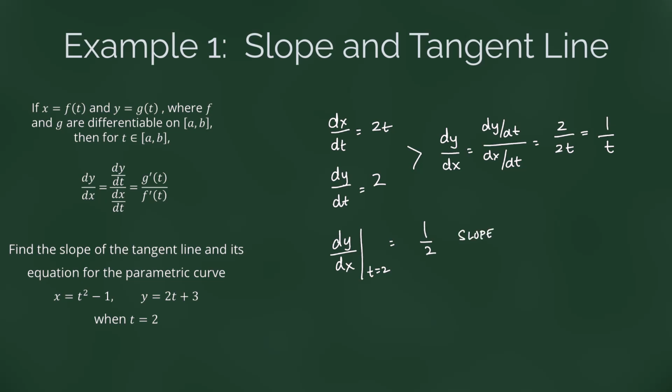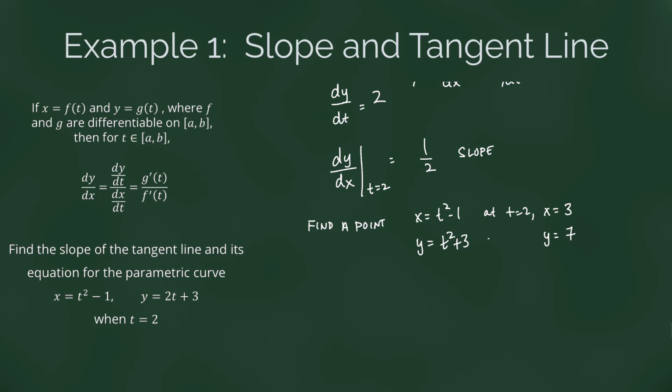We need an equation, but of course to write the equation of a line, we have to have a point on it. So to find the point, we just use the fact that t equals 2. We know that x was t squared minus 1. So when t equals 2, x is going to be 3. And we know that y was 2t plus 3. So at t equals 2, y is going to be equal to 7. So now we have a point on our line. We have the point 3, 7, and we have the slope of 1/2.